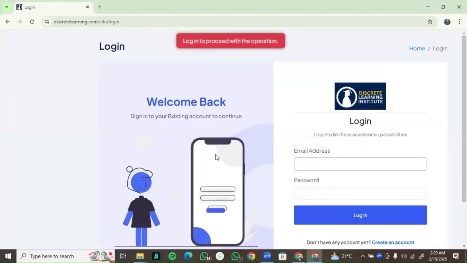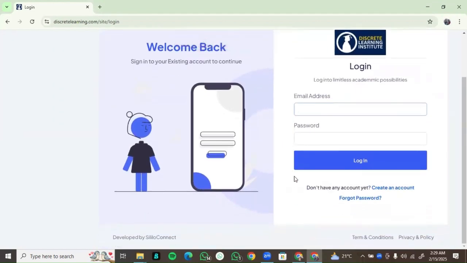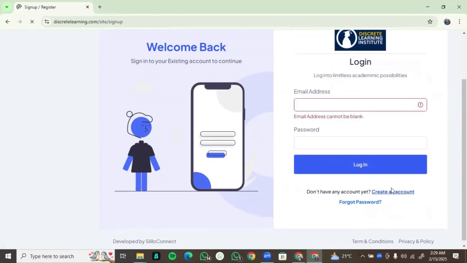So when it's done searching, it's going to bring you to this login page. If you have an account already, just put in your email here and your password, and then you'll be able to log into your account. But if you are a new student, like most of you are, you need to create an account. So you come down here and click on create an account.